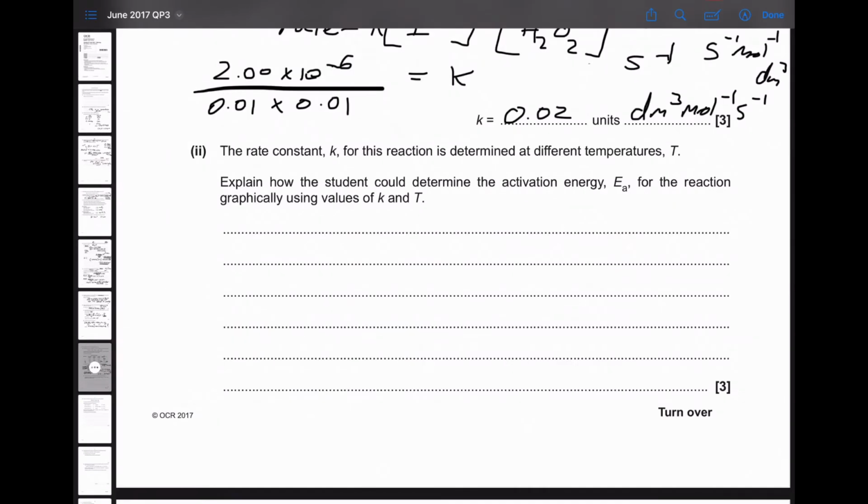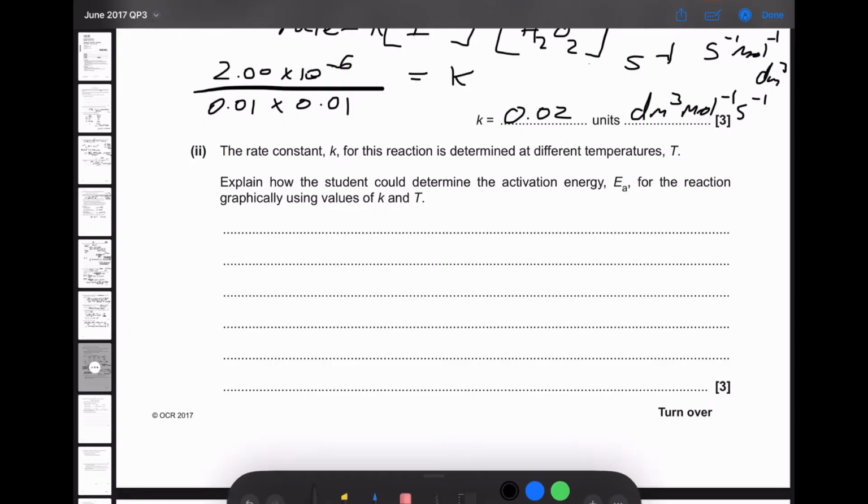The rate constant K for this reaction is determined at different temperatures. Explain how the student could determine the activation energy for the reaction graphically using values of K and T. We're finding the activation energy with values of K and T. This should send off all the sirens in your brain going, wee woo, it's Arrhenius time.